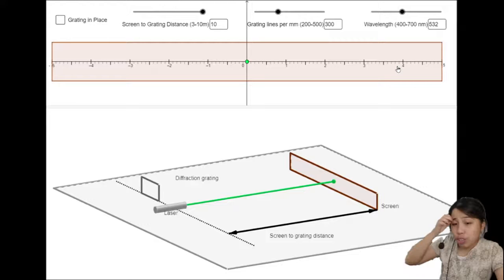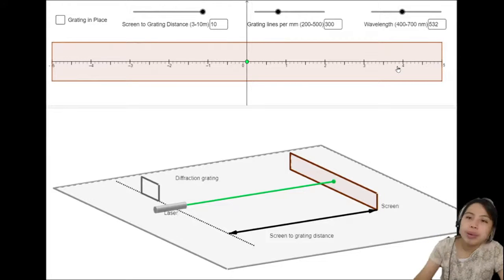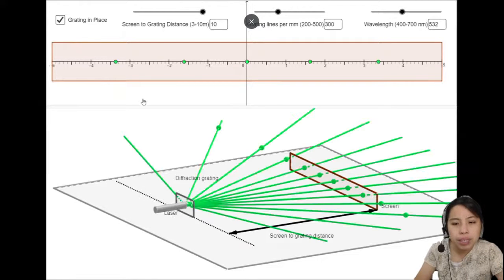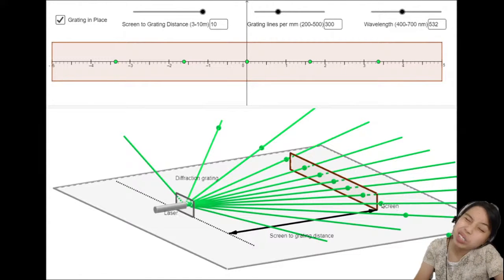So in case you haven't seen this experiment before, this is what happens if you have a laser down here, shoots a light at the screen. If I put this diffraction grating in the path of the laser, ta-da, I get this. So you see how all these maxima are spread out? And you see these green dots, these are the ones you can see.